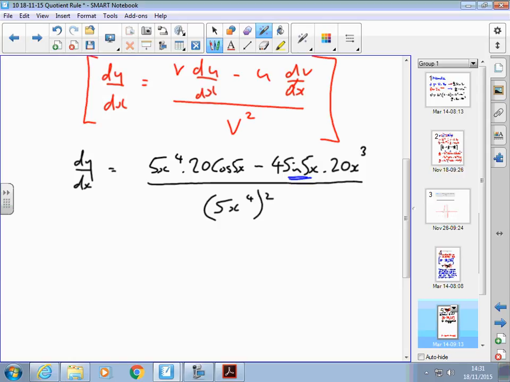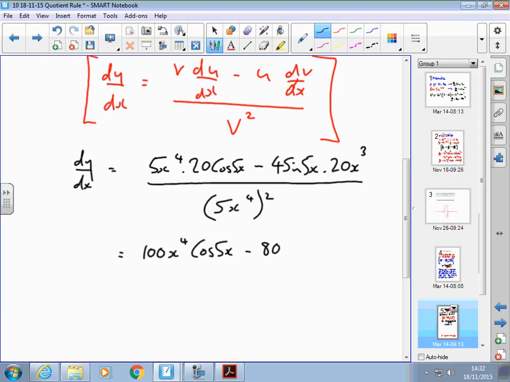And this one, I can square this. Look, 5 squared is 25. X to the 4 squared is x to the 8. So I can write 100 x to the 4 times the cosine of 5x minus 80 x cubed sine 5x. So I tidy that top bit up and then I divide that by 25 x to the 8.